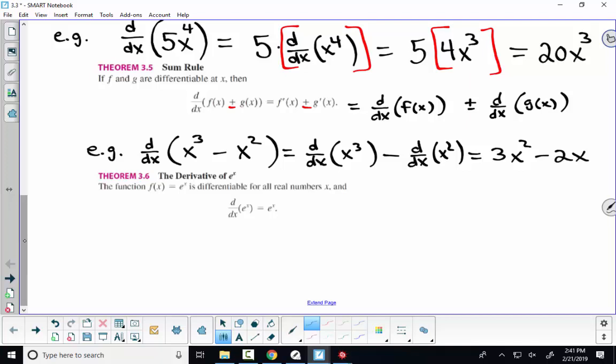And even with some of these rules, you can start putting any kind of function we've seen together in combination with multiple rules. So we could have a problem that asks us to take the derivative of the function 2x to the 5th minus 5 times e to the x plus 3.